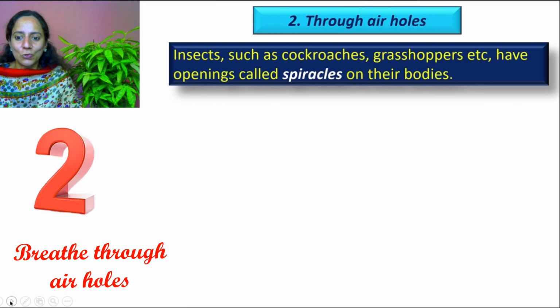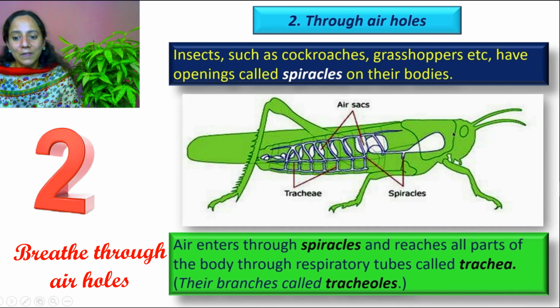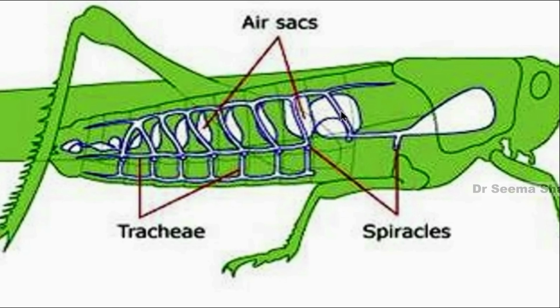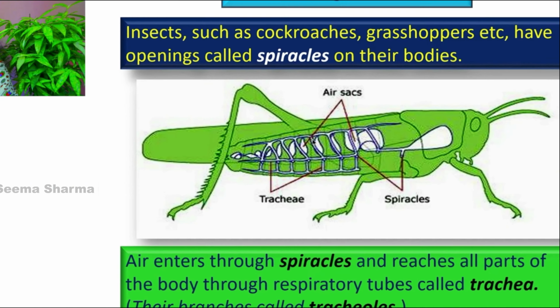What is happening through these holes? Let's see that. This is a photograph of a grasshopper. Here I'm showing you the internal detail in this. It has these white balloon-shaped structures. They are called air sacs, and these are the spiracles, those minute holes through which there will be intake of oxygen and expelling out of carbon dioxide. Air which is rich in oxygen enters through these spiracles and reaches all parts of the body through respiratory tubes called trachea, and their further branches called tracheoles.